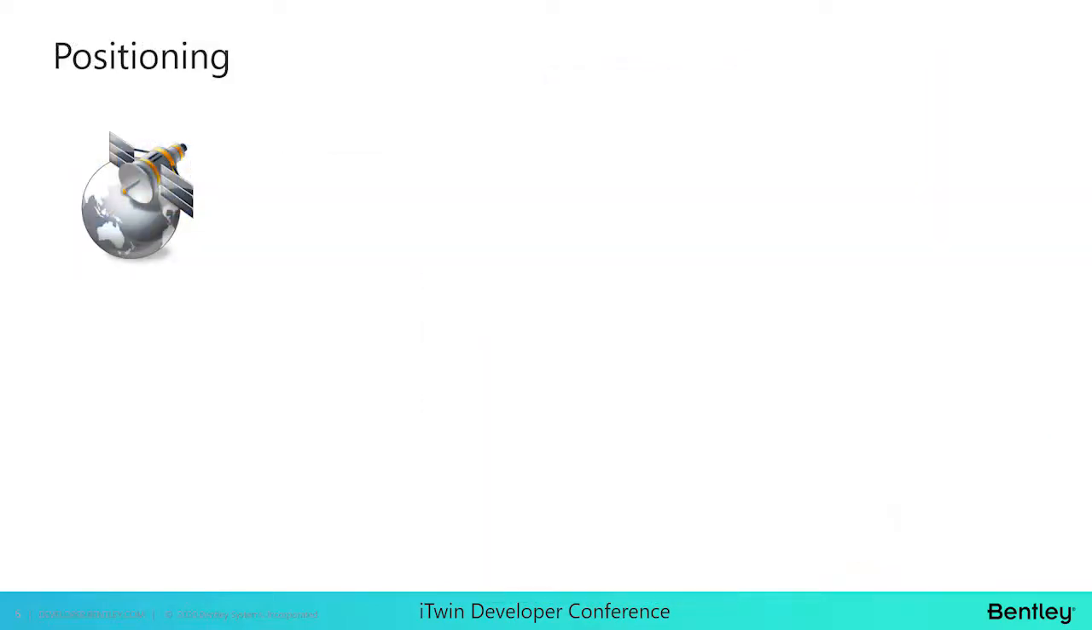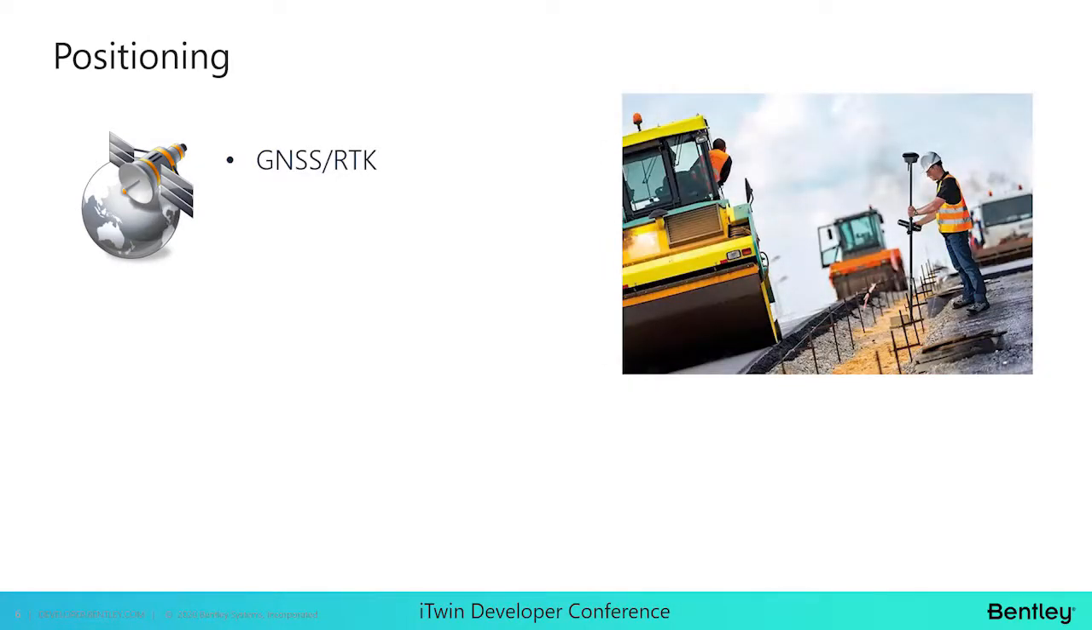Another critical component that you need to consider when building an app is how you're going to position the model relative to the user. Without accurate positioning, the system is unlikely to exceed the level of a gimmick or a prototype, and you must find a way that is optimal for your users when it comes to positioning. There are several different ways how you can position user and model in space, and some of them include GNSS or RTK tools.